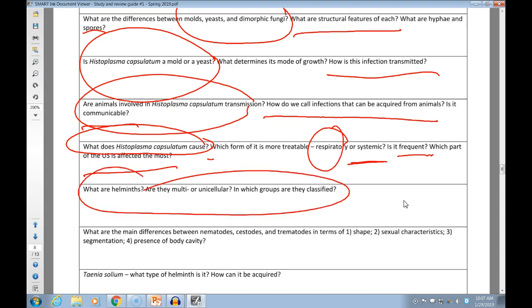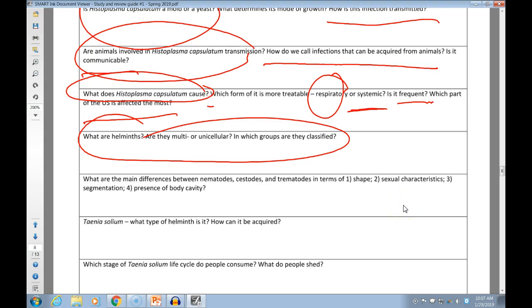Helminths. Classification, three groups: nematodes, cestodes, trematodes. Know the shape, know the sex. Segmentation, body cavity. That's that. Taenia solium. Know the life cycle. So if I ask you what do we eat, you tell me we eat larvae. Okay? So we eat larvae. We shed eggs.